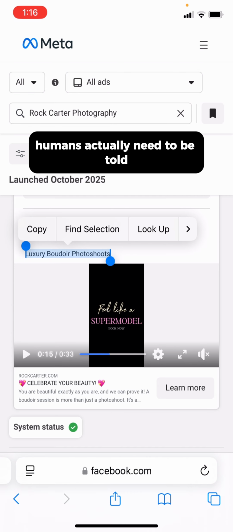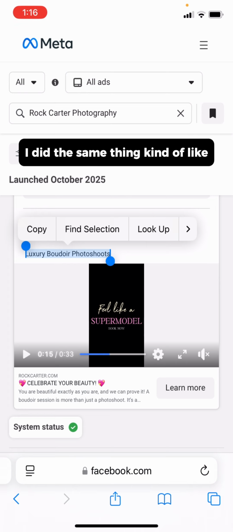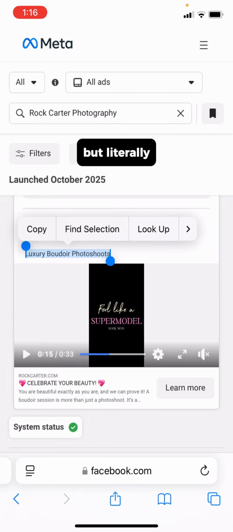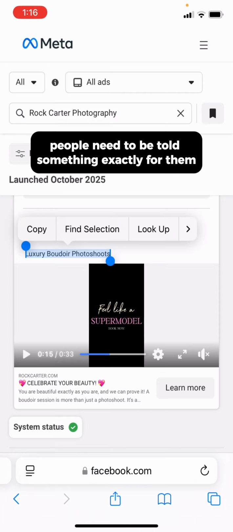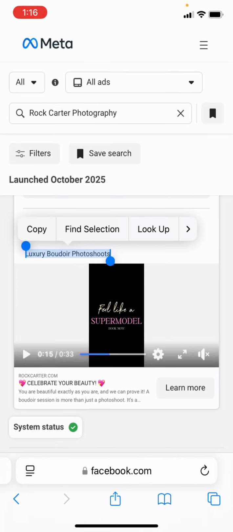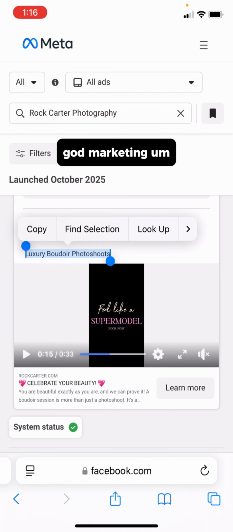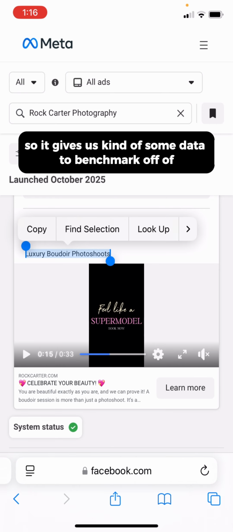Humans actually need to be told the solution is specifically for them. Yeah, I know it's strange. I thought it was strange too. I did the same thing. Kind of like, want solution, here's solution. But literally, people need to be told something exactly for them, for their situation, what they want, what they don't want to deal with, what they're currently going through in their life. Yeah, so it's kind of master marketing, God marketing. But yeah, basically testing anything's fine. So it gives us some data to benchmark off of.